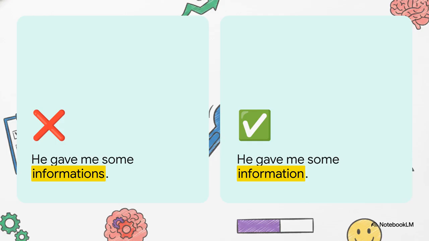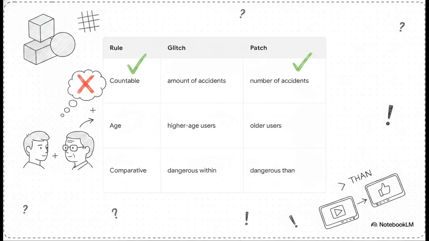You absolutely must patch it to some information. Let's take a quick look at how to fix your quantifiers and comparatives. First rule of thumb, use number for things you can physically count and amount for things you cannot. Saying a large amount of accidents is a glitch. You patch it to a large number of accidents because, well, you can actually count them.